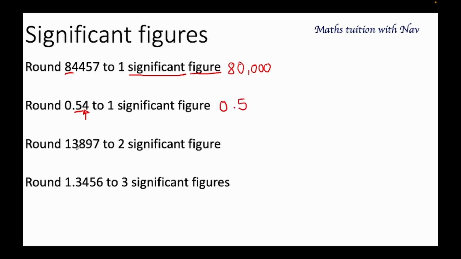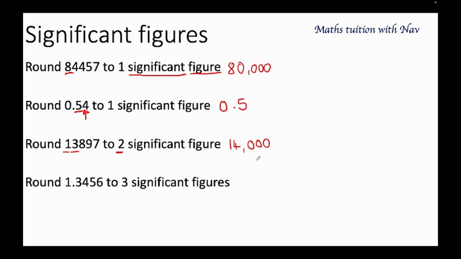Round 13,897 to two significant figures. So I want the first two most important digits here. The first two important digits are 1 and a 3. Okay, so after the 3, it's an 8, more than a 5. So that's going to go up to 14. I'm going to add the zeros to make it 1, 2, 3. 14,000.